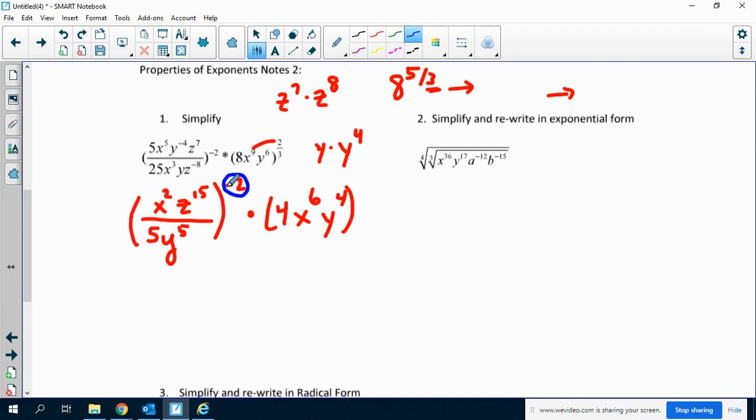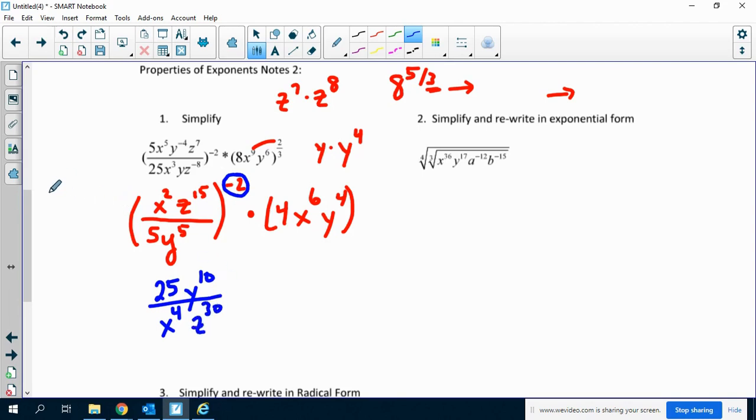That's what a negative exponent does. It moves things basically to the opposite side of the division bar. So all of these things need to get squared. 5 squared is 25, and y to the 5th squared is y to the 10th. That now becomes the numerator because it's to the negative second power. X squared is x to the 4th, and that's on the bottom. Z to the 15th squared is z to the 30th.